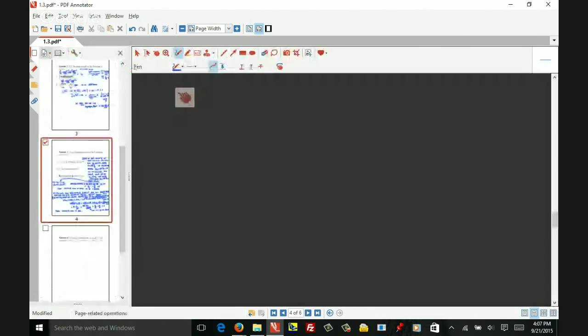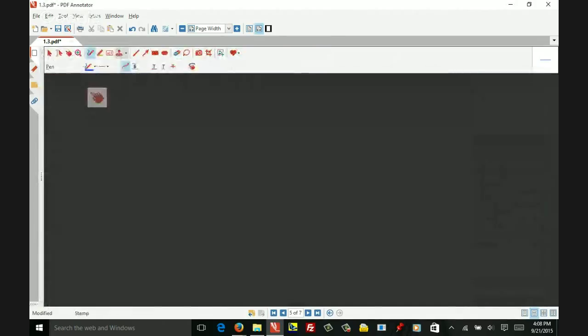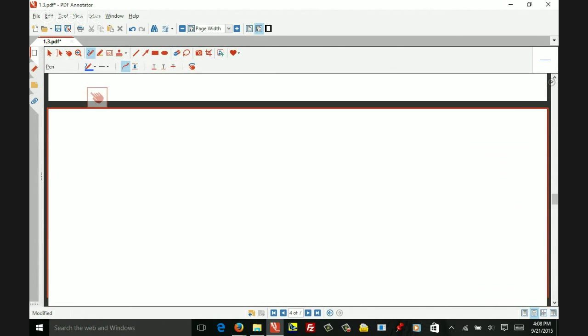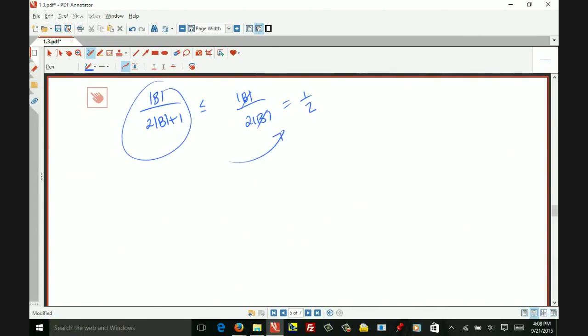Okay, looks like we have to insert another page. So you have absolute value of B over 2 absolute value of B plus 1. Notice that if B is not equal to 0, that would be absolute value of B over 2 absolute value of B. So those are canceling, you get 1/2. So this whole thing has to be less than or equal to 1/2 if B is not equal to 0. If B equals 0, then you're going to have 0 over 2 times 0 plus 1, which is still smaller than 1/2. That's how. Any other questions on that?